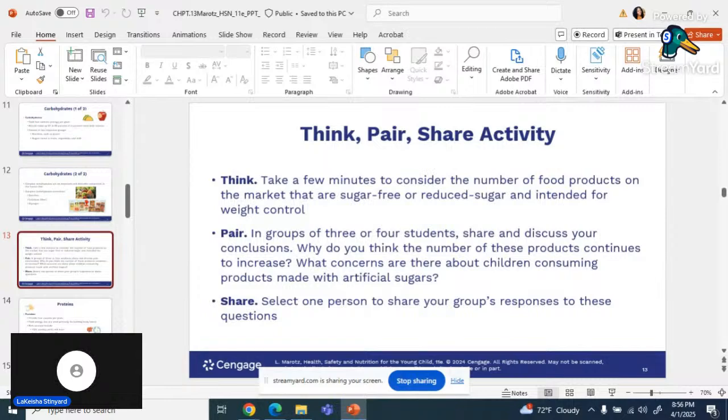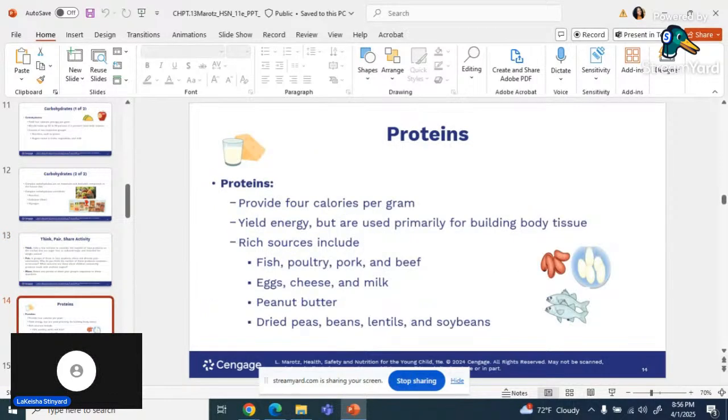Okay, your proteins. Proteins provide 4 calories per gram, but are used primarily for building body tissue. Rich sources of protein are fish, poultry, pork, beef, eggs, cheese, and milk, peanut butter, dry peas, beans, lentils, and soybeans.